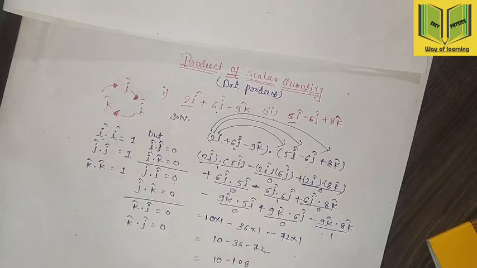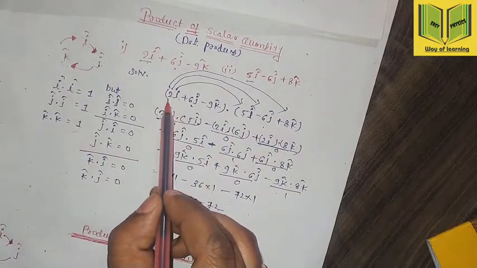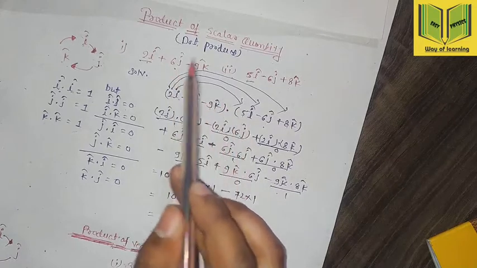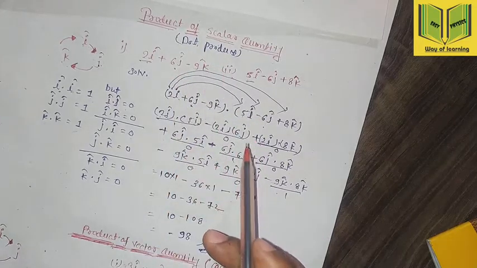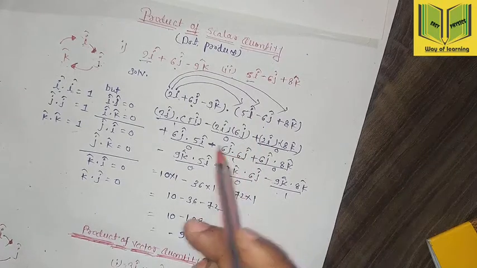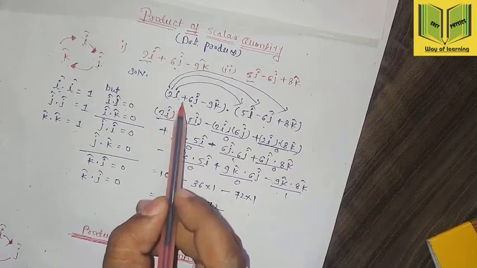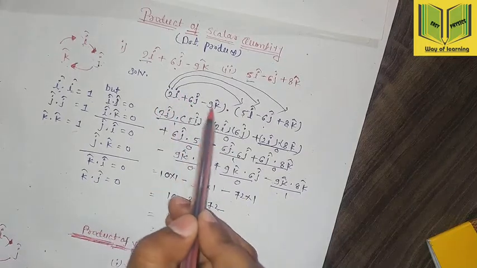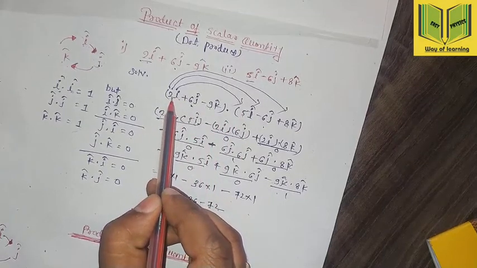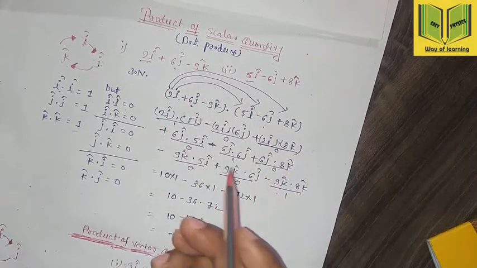Okay, so let's start solving this question. First write this equation and this equation. We need to find the dot product of both equations. Let's solve it as we learned from childhood, the product of the two equations. We multiply this one with this one, this one with this one, and this one with this one, and so on.